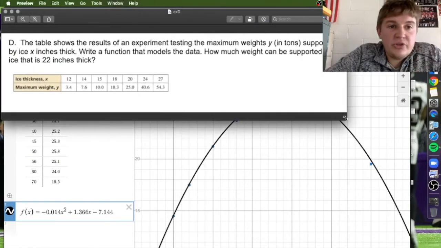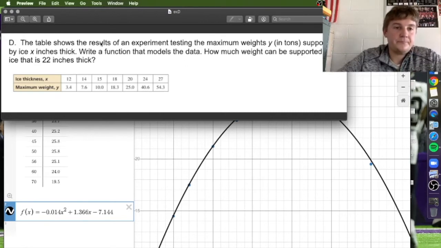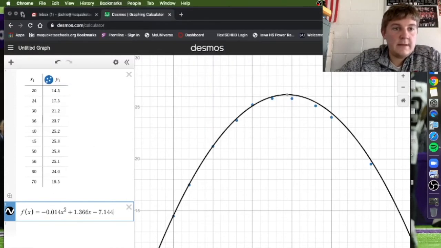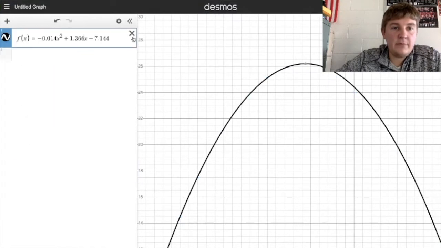Okay, the table shows the results of an experiment testing the maximum weights, y, in tons, supported by ice x inches thick. Write a function that models the data. How much weight can be supported by ice that is 22 inches thick? Okay, so again, we need to go ahead and create our table and put our data into it.